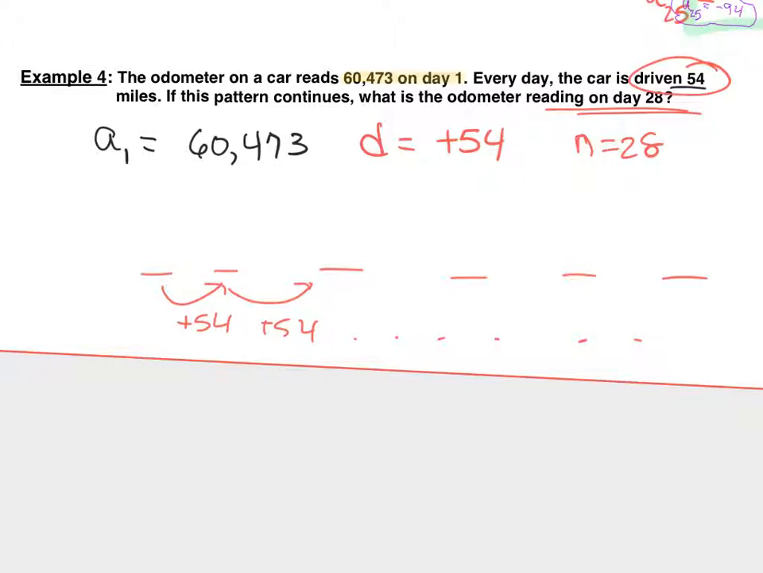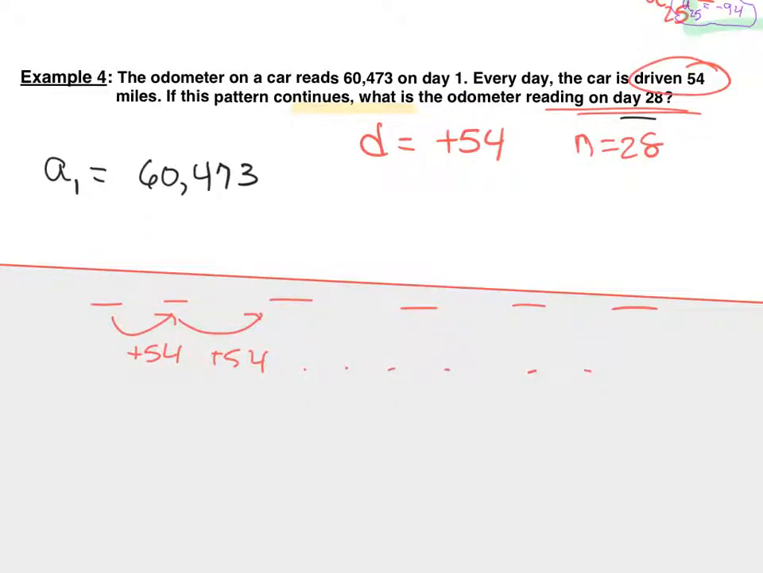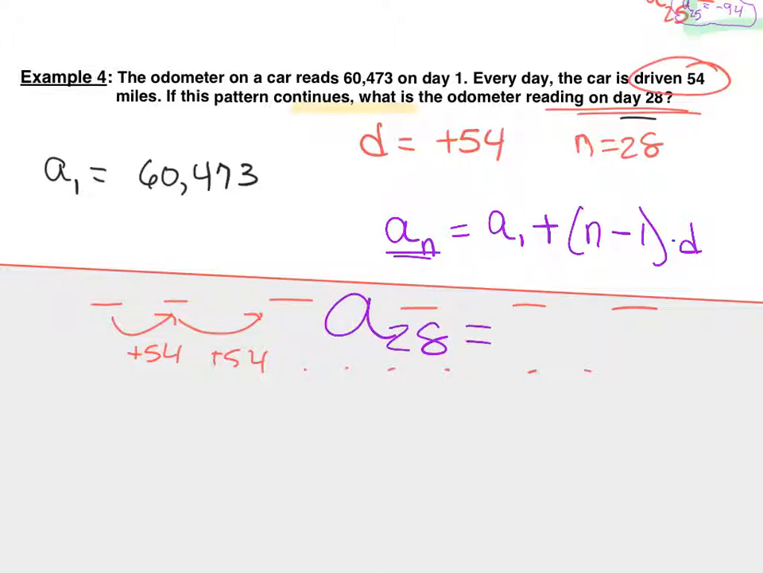Can anybody recall that formula that we just had? A sub n is equal to A1 plus n minus 1 times d. Okay? So the 28th item, A28, is going to equal 60,473 plus 28 minus 1, which is 27, times the common difference of 54.